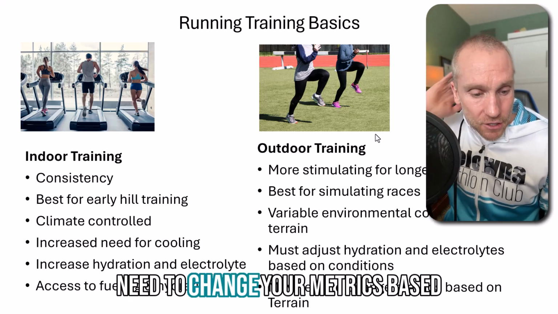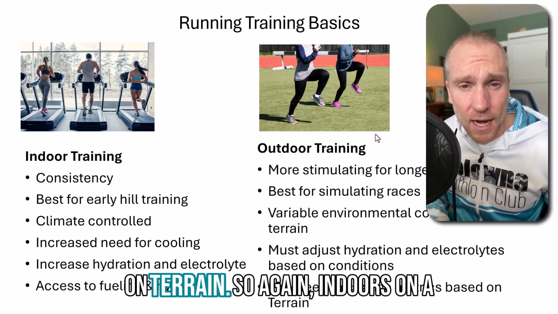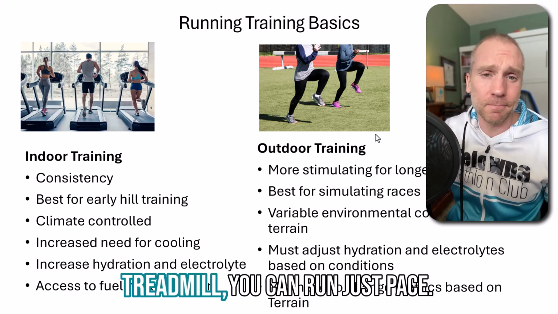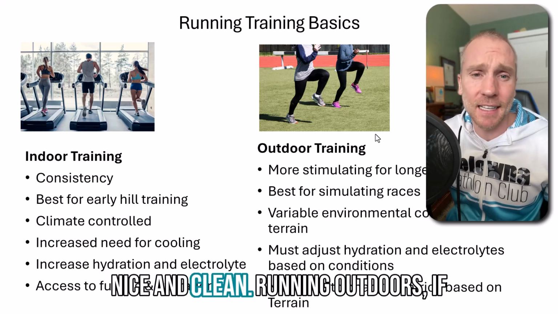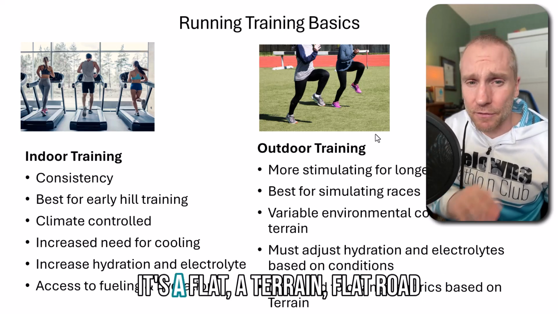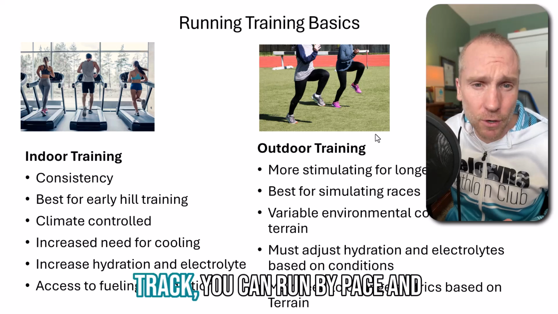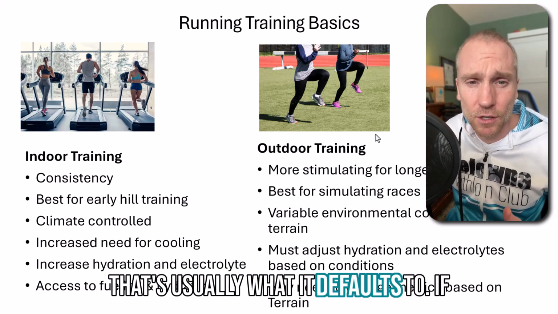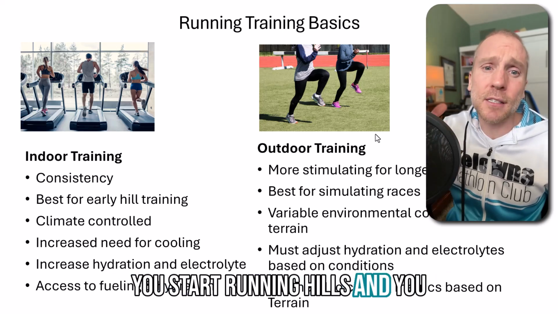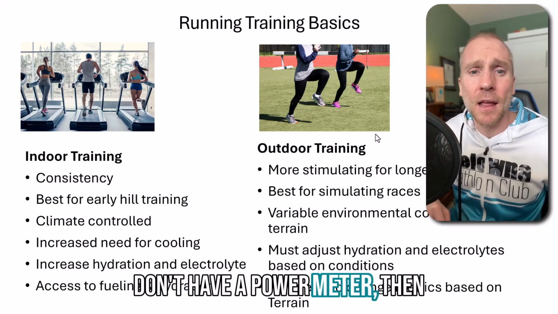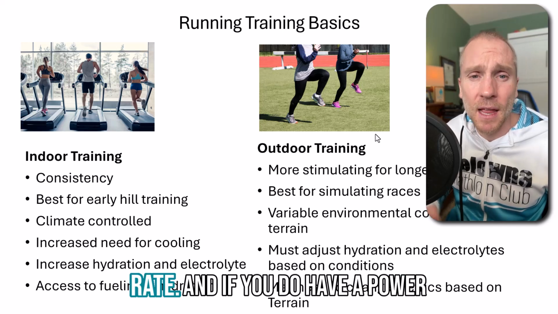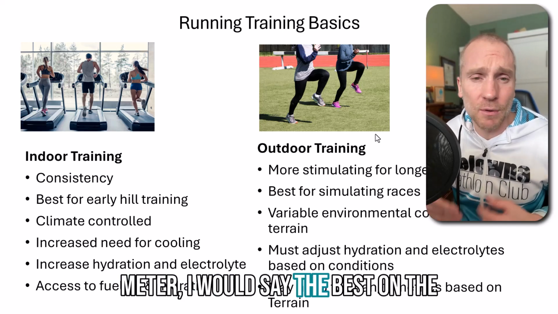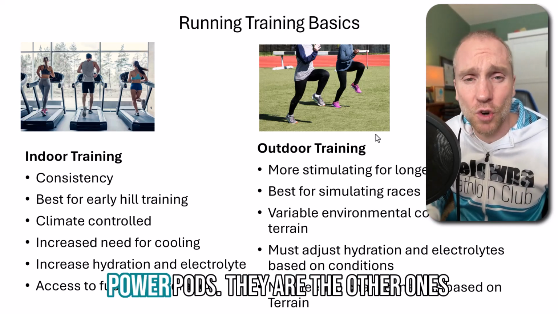And you may need to change your metrics based on terrain. So again, indoors on a treadmill, you can run just pace, nice and clean. Running outdoors, if it's a flat terrain, flat road, track, you can run by pace, and that's usually what it defaults to. If you start running hills and you don't have a power meter, then you're going to default to heart rate. And if you do have a power meter, I would say the best on the market at the moment is the Stride Power Pods.